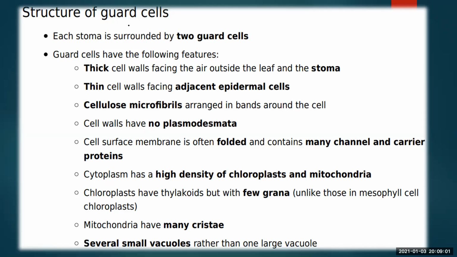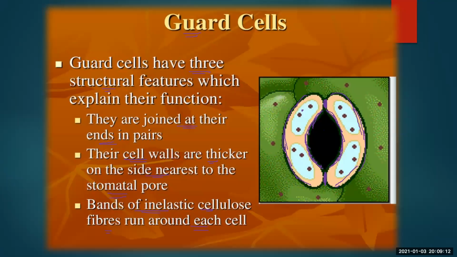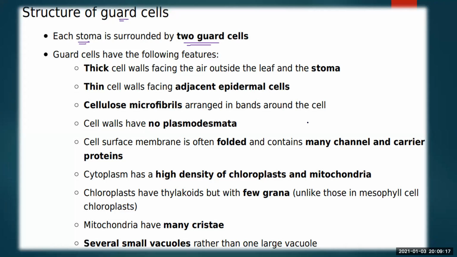Okay then, let's talk about the structure of guard cells in detail. Each stoma, right, is surrounded by two guard cells. We just saw this in the previous diagram. So this is a stoma, right? And it is surrounded by two guard cells. Then what other features do guard cells have?